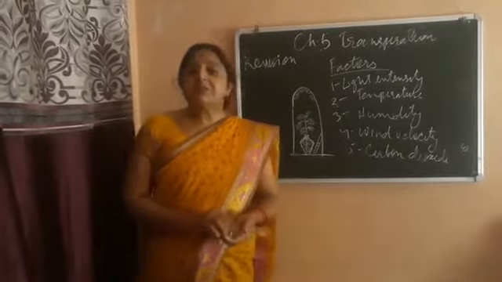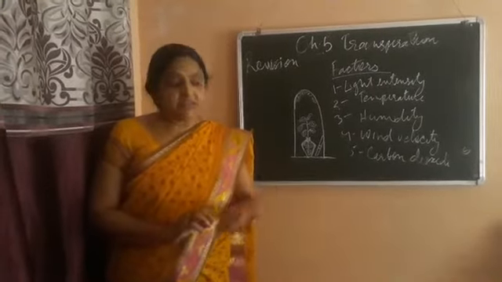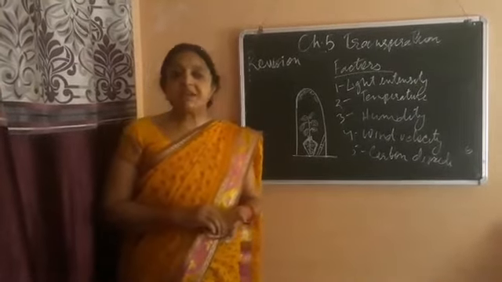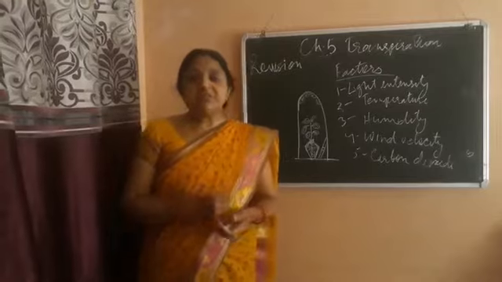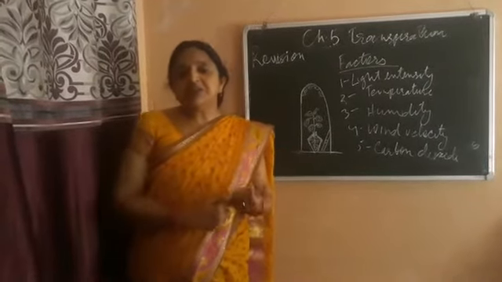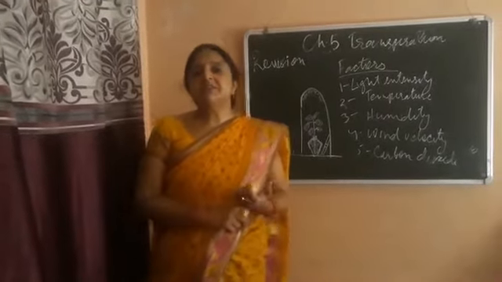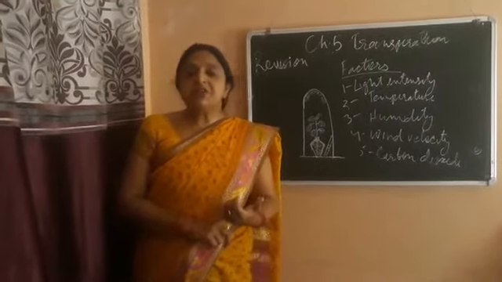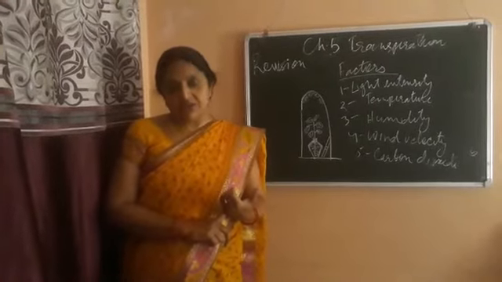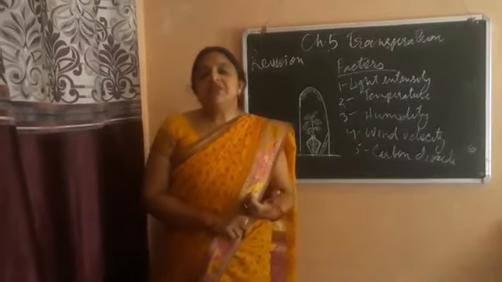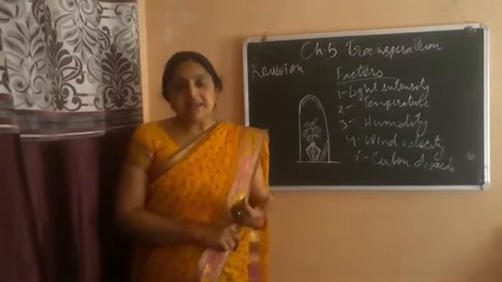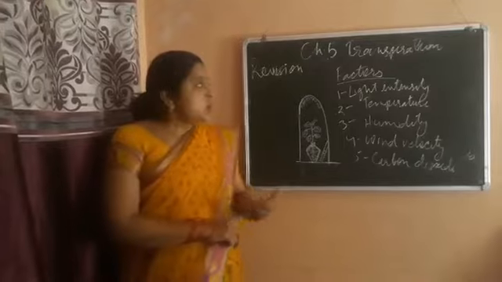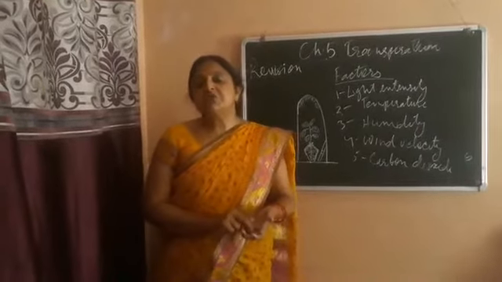Now, there are three types of transpiration mentioned in your chapter, and the most important one is stomatal transpiration. The three are stomatal transpiration, cuticular transpiration, and lenticellular transpiration. Stomatal transpiration occurs through the stomatal pores. Cuticular transpiration occurs through the cuticle layer, and lenticellular transpiration occurs through the lenticels.